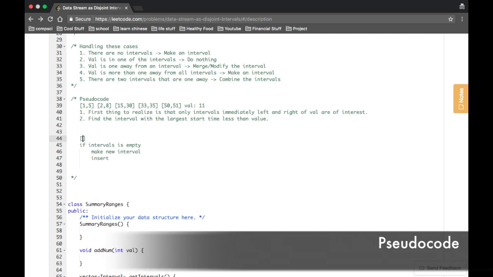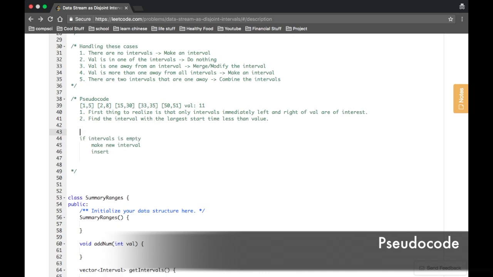So that might be a lot to take in. Let's say we have the interval 5 to 10 and the value is 11. Of course 11 isn't in 10, right? But if value was 8, then this interval's end time is greater than the value, meaning that 8 is in the interval.